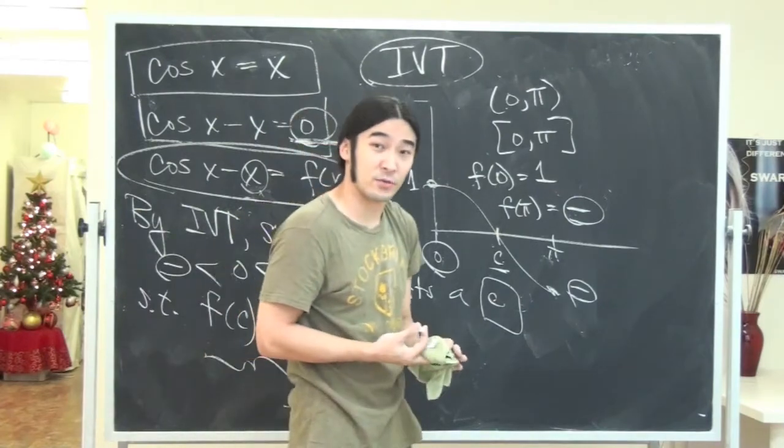Okay, so that's one way to use the intermediate value theorem. See, wasn't that easy?